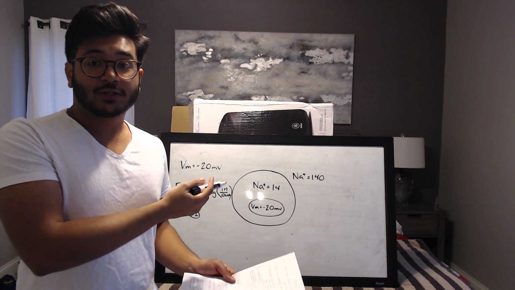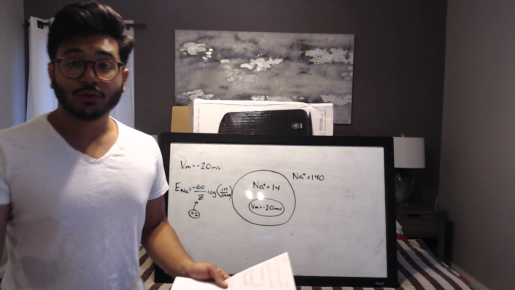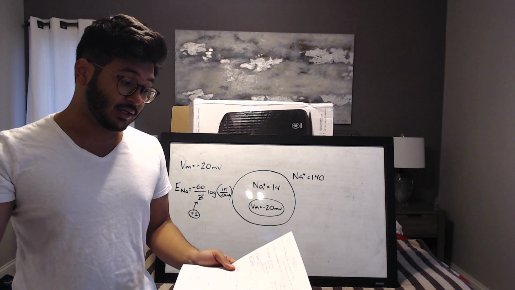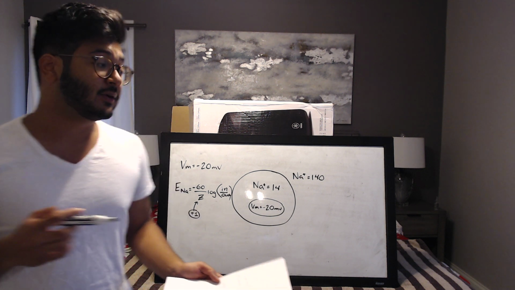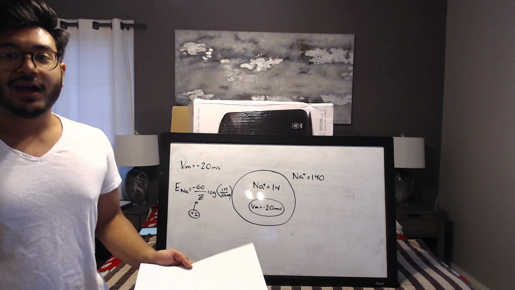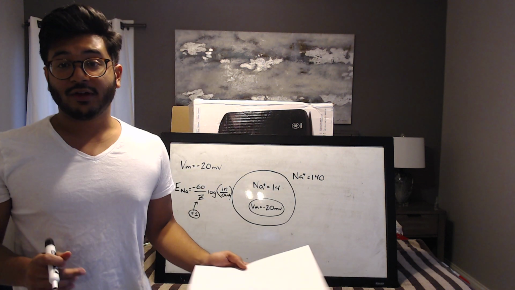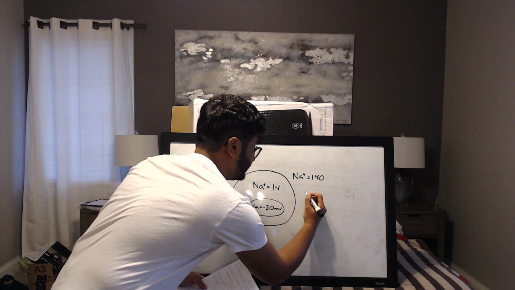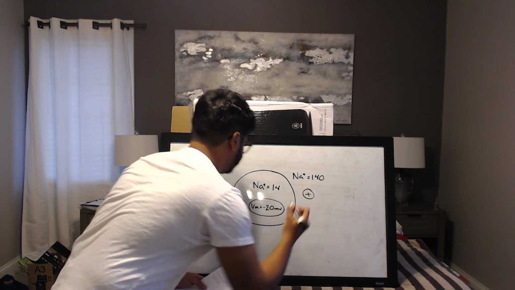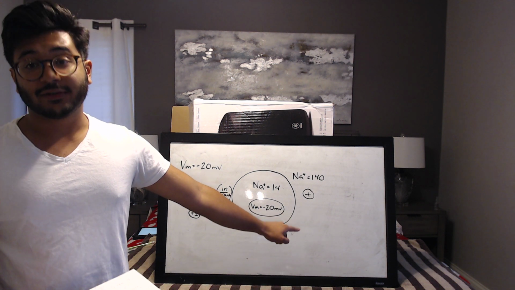That means that the inside of your cell is negative at rest. What you want to do next to find out the direction of your ion flow is to look at the charge of your ion itself. So in this case, sodium. Sodium has a positive charge, right? And the inside of the cell has a negative charge.